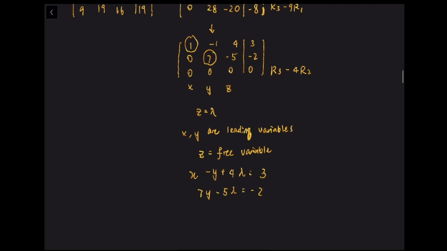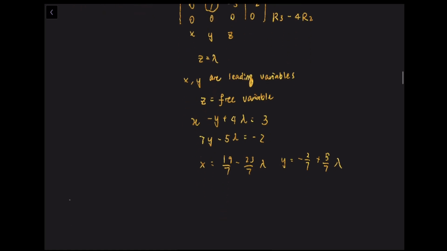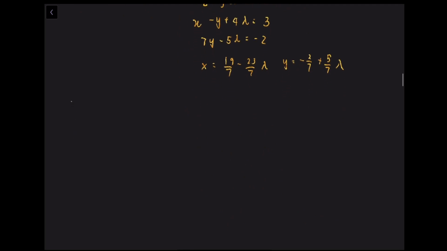With z equals lambda, we can deduce that the final matrix represents the following equations: x minus y plus 4 lambda equals 3, 7y minus 5 lambda equals minus 2. Solving these equations for x and y in terms of lambda gives x equals 19 over 7 minus 23 over 7 lambda, and y equals minus 2 over 7 plus 5 over 7 lambda.